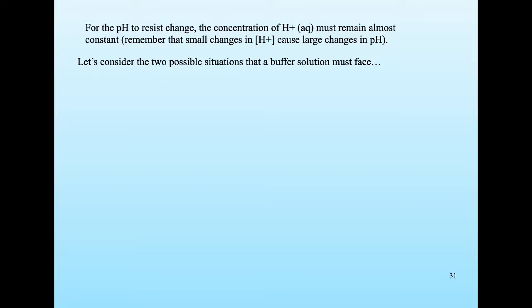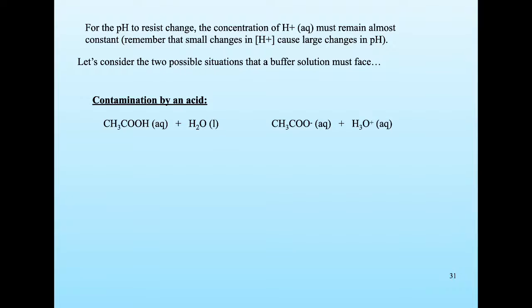So for a buffer solution to resist changes in pH, we've got to try and keep the concentration of the hydrogen ions constant, or as close to constant as possible. So let's consider the two possibilities. Imagine that we've got this buffer solution and it's contaminated by an acid.